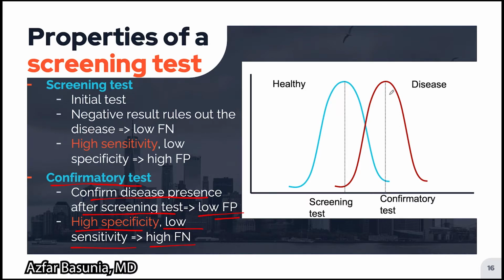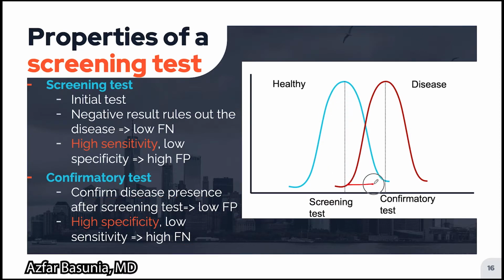So in this case, if the threshold for the confirmatory test is here, where everyone to the right of this threshold is considered positive for the test, we can see that the false positive rate, that is the number of healthy patients who test positive, would be low, which is the area here. The true negative rate, that is the number of healthy patients who correctly test negative, is the large area here, which basically signifies a high specificity or a high true negative rate.